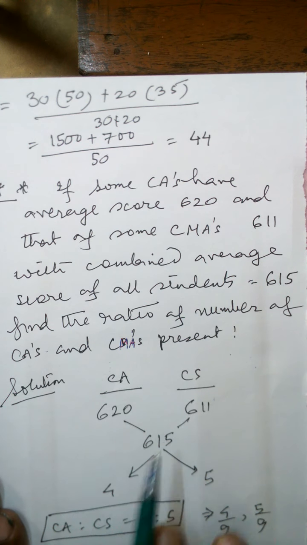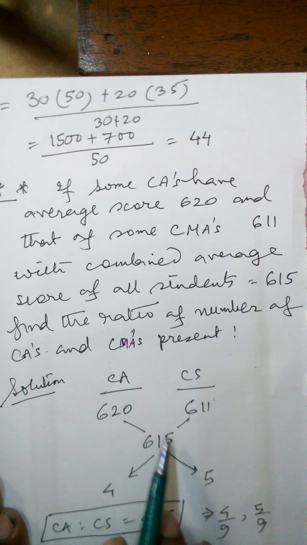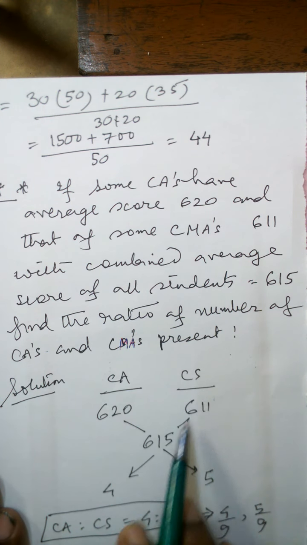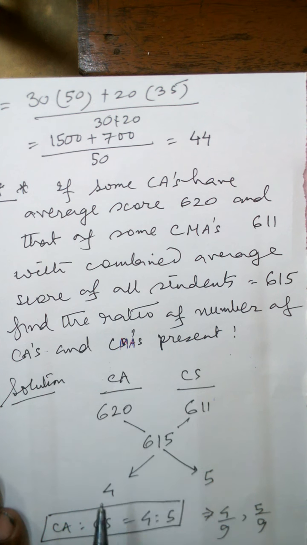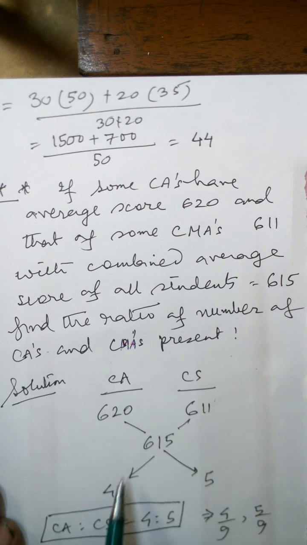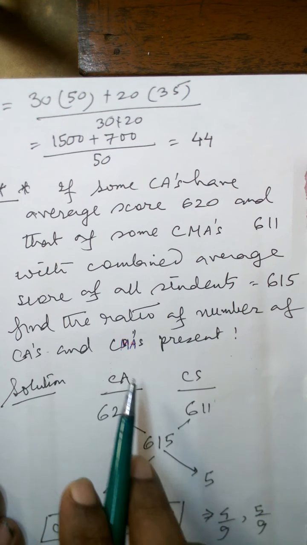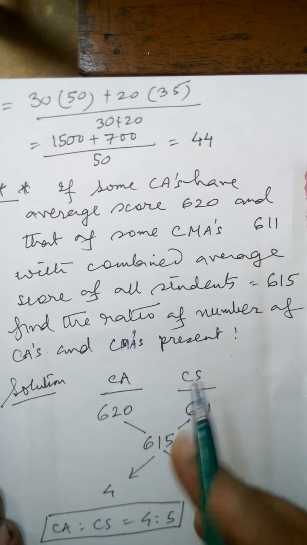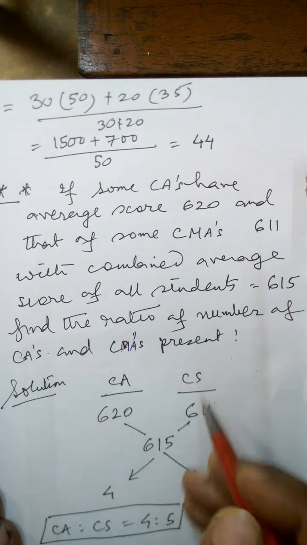Now look at a shortcut calculation. 620 and 615. What's the difference? I'm asking the difference. How much difference between them? 5. Now 611 and 615. Don't take the subtraction. Subtraction में plus minus sign होता है. Difference माने gap कितना है? 615 और 611. What is the gap? Gap is 4. So what you see, अगर क्रॉस करके लिखेंगे, this difference is 5 इस तरफ, तो CMA के साथ ये CMA होगा. I've written wrongly.